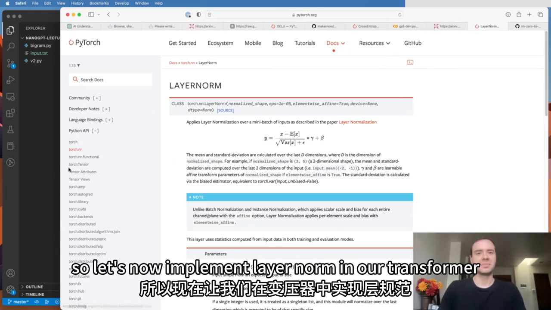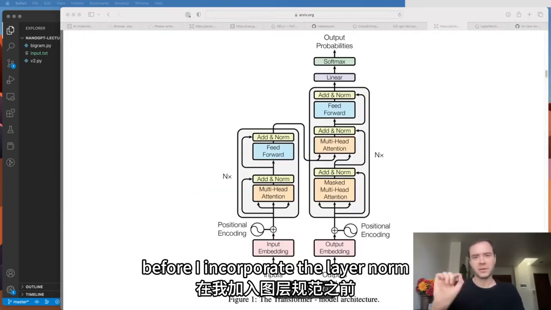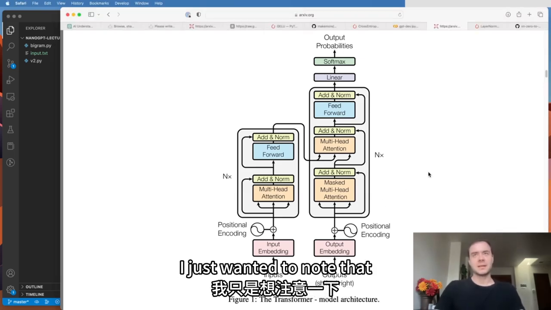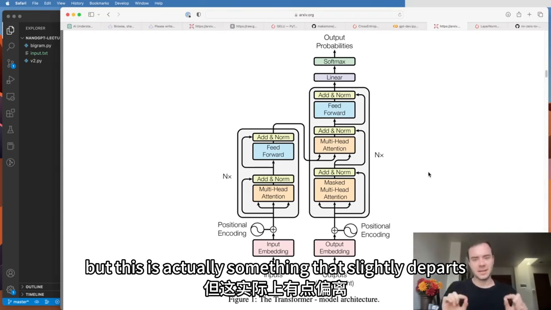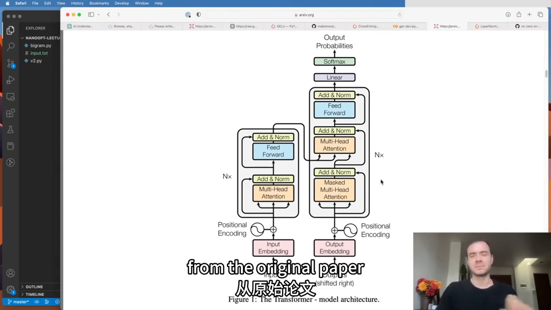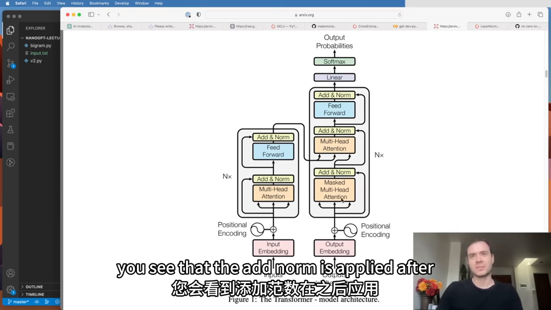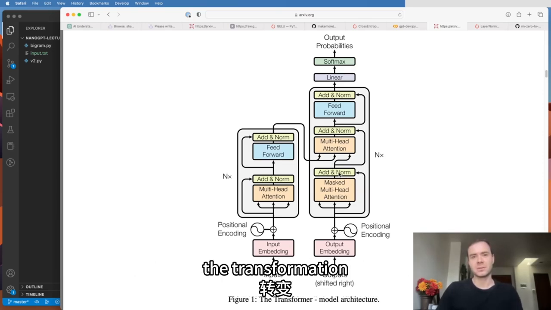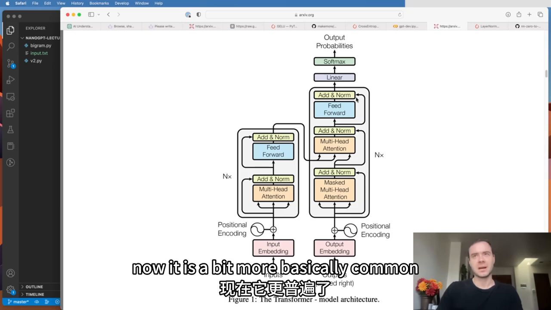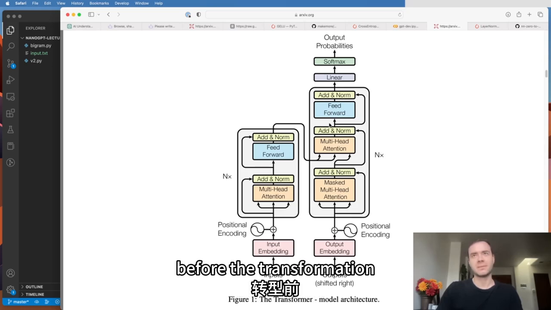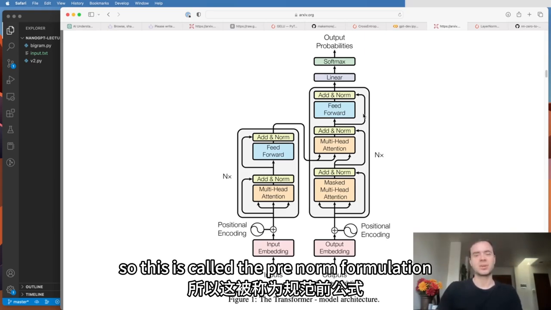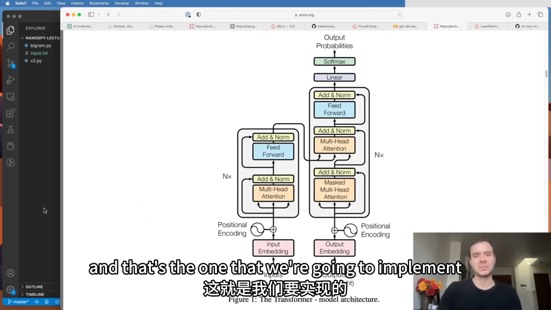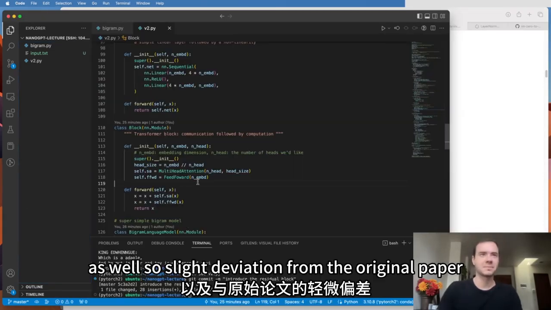So let's now implement layer norm in our transformer. Before I incorporate the layer norm, I just wanted to note that, as I said, very few details about the transformer have changed in the last 5 years, but this is actually something that slightly departs from the original paper. You see that the add and norm is applied after the transformation. Now it is a bit more common to apply the layer norm before the transformation. So there's a reshuffling of the layer norms. This is called the pre-norm formulation, and that's the one that we're going to implement as well. So slight deviation from the original paper.